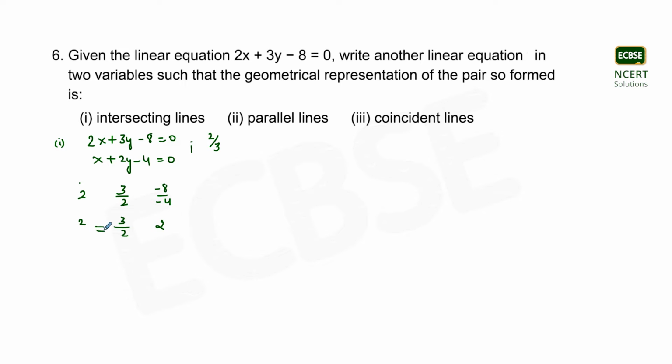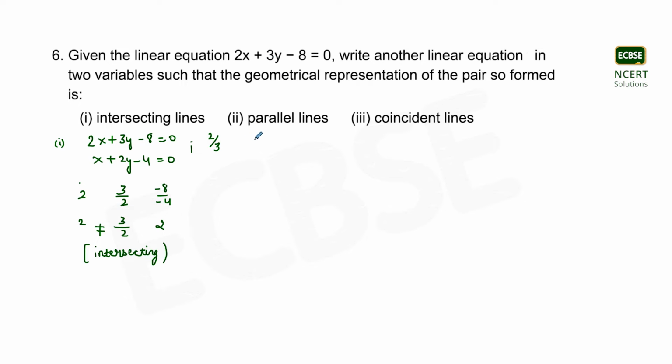As a1 by a2 is not equal to b1 by b2, so for such pair of linear equations, the lines represented are intersecting lines. So the condition for the lines to be intersecting has been fulfilled by our assumed second linear equation. So the second linear equation is right.